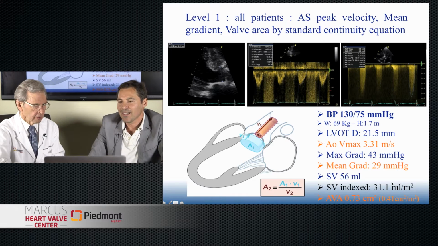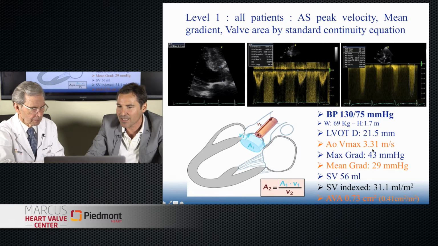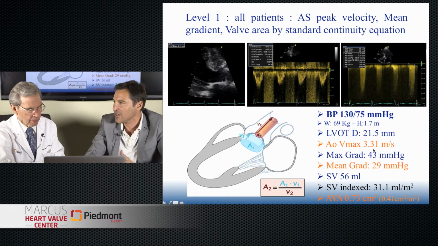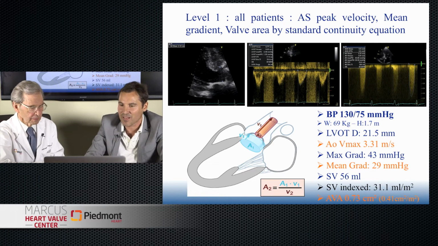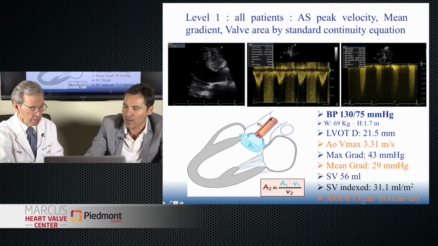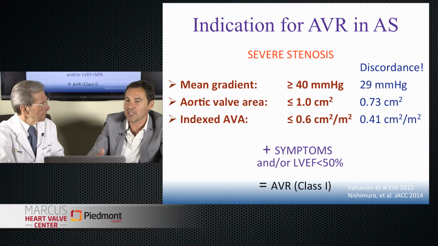EF 65%. Now if we look at what is recommended, it is at least to assess AS peak velocity, mean gradient, and valve area using the standard continuity equation. And here what you have is a peak velocity less than 4, which means not severe AS if we give more weight to AS velocity. Mean gradient 29, less than 40, but severe AS according to EVA. So what to do? This is a major discrepancy between guidelines.